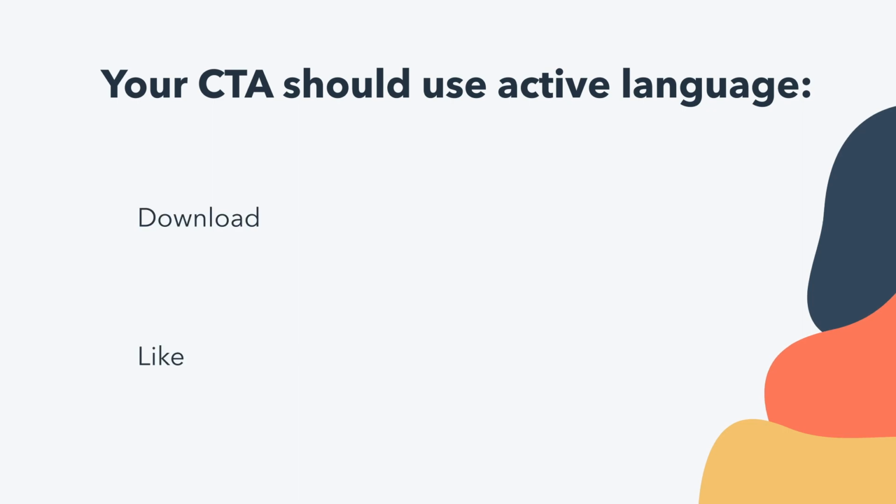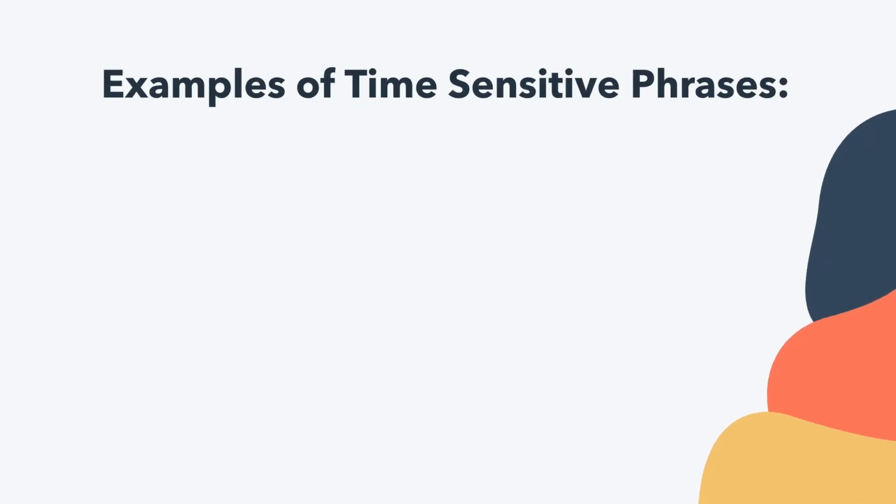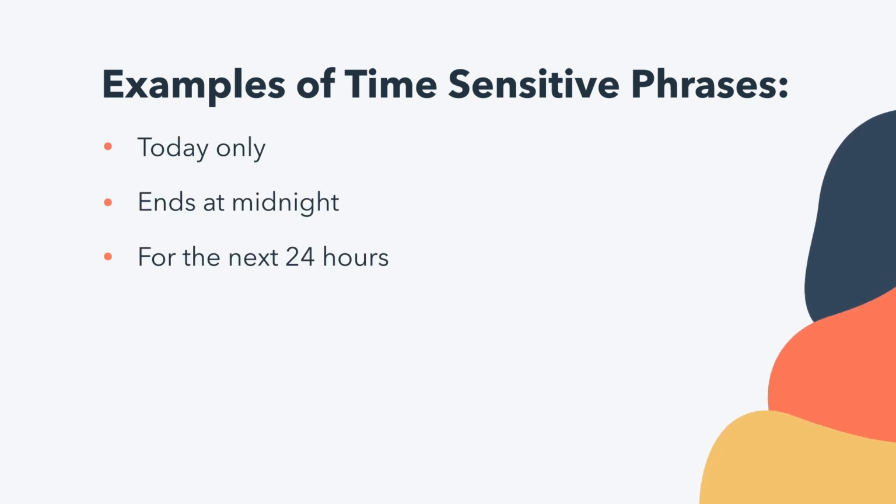For example, if you ask them to watch a video, what will they get out of taking that action? Your CTA should use active language. This includes words like download, like, buy, register, subscribe, donate, share, comment, secure, as in secure your spot, and watch. If you can make this call to action time sensitive, that's even better. We're all familiar with these types of phrases because they work. Some examples of time-sensitive phrases include today only, ends at midnight, for the next 24 hours.